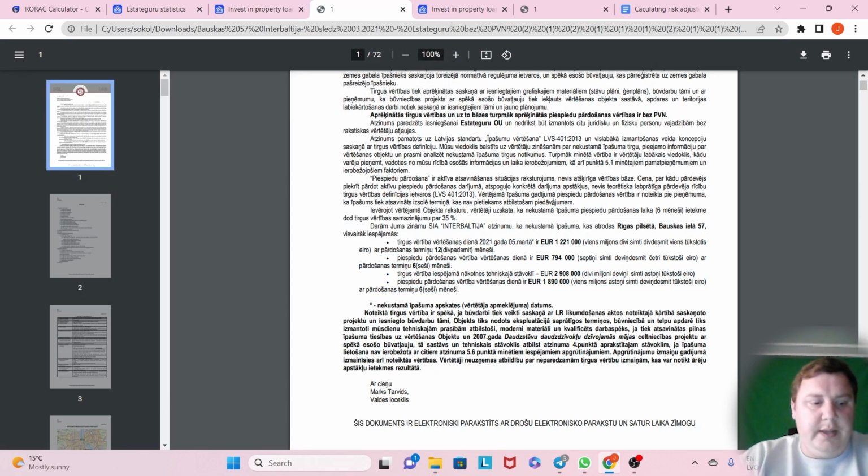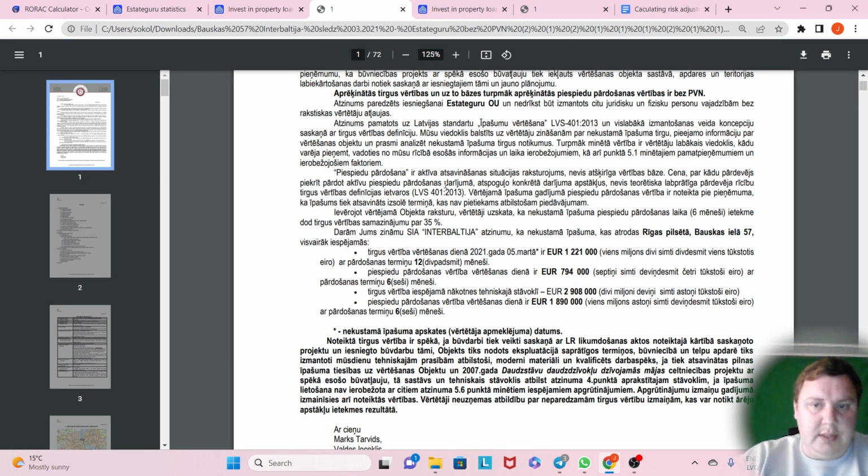What we see here is that we have 4 values. I understand that only a few of us understand Latin, but let me guide you through it. So this is the market value on the pre-sale date, and this is the so-called forced sales value, meaning that if you are trying to sell this property fast, you will be getting this money. And here it says that if you are trying to sell within 6 months, basically you are getting 65% of the market value.